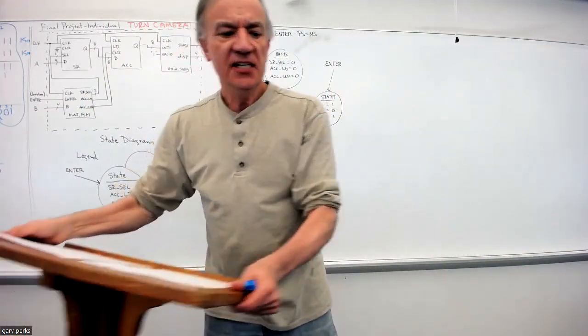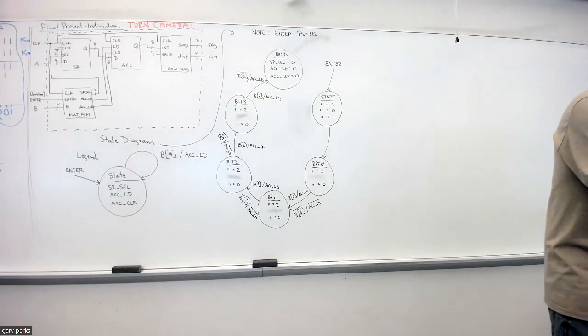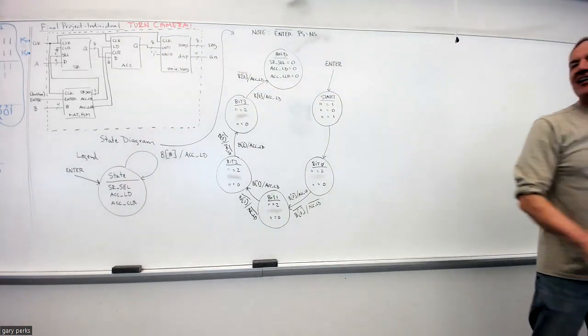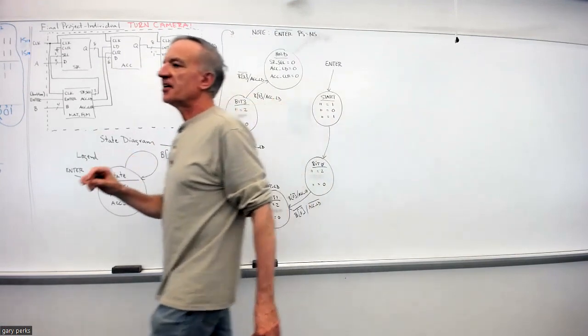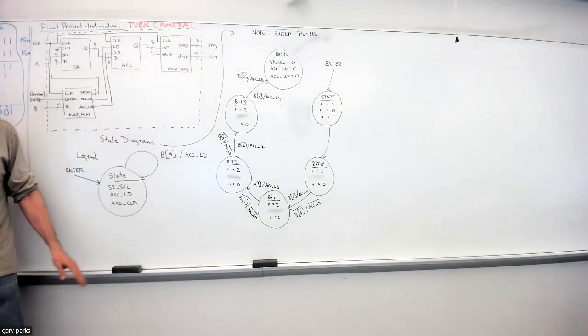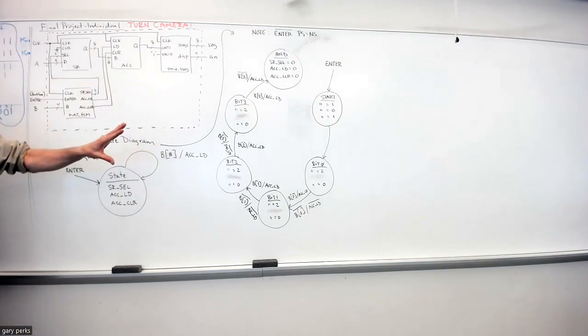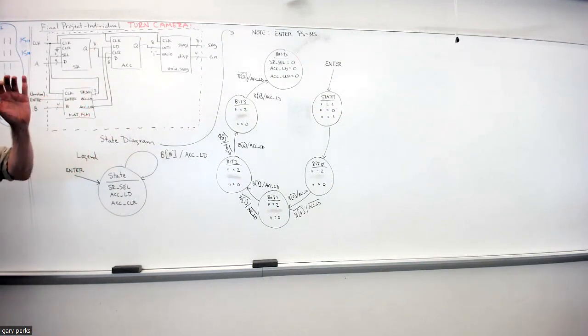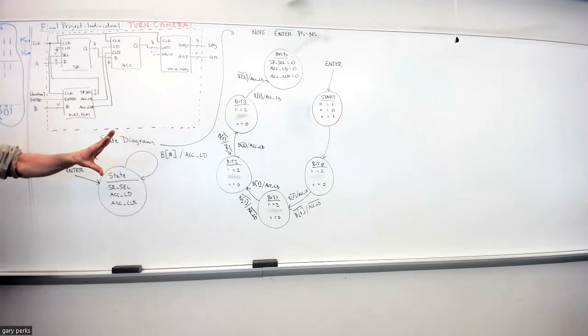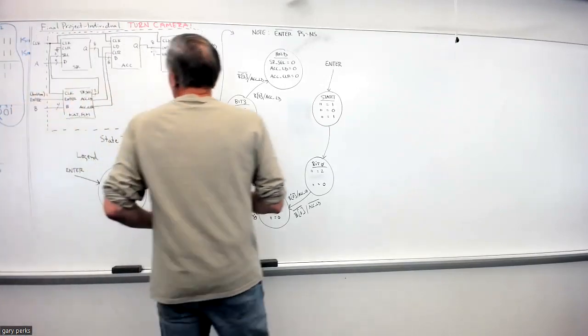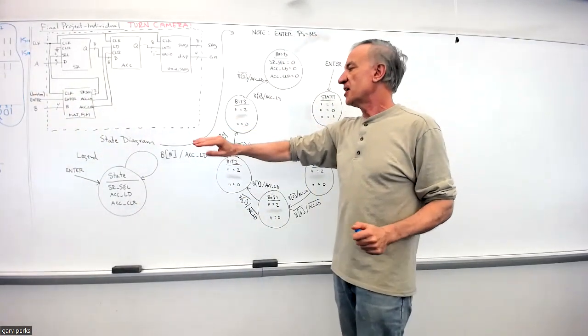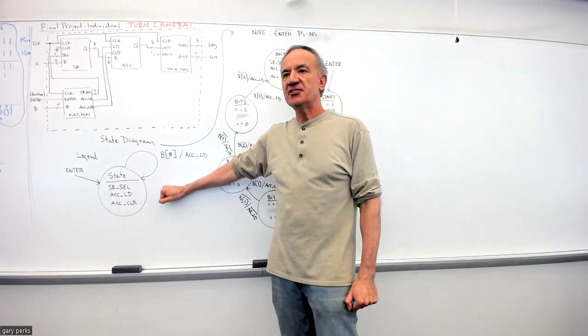Okay, so this is the state diagram. This is the state diagram that we have for the 4-bit multiplier. And I have to give credit where credit's due. This is Dr. Benson's design. This is not my design. I have a different state diagram for my design, but it's not as eloquent as Dr. Benson's. This is a very clever design, and I'll explain why as we go through it. But with any state diagram, you always have to have a legend.